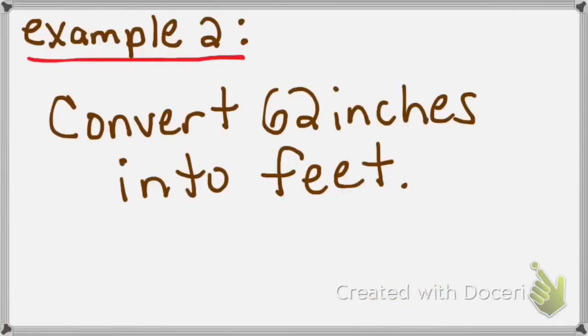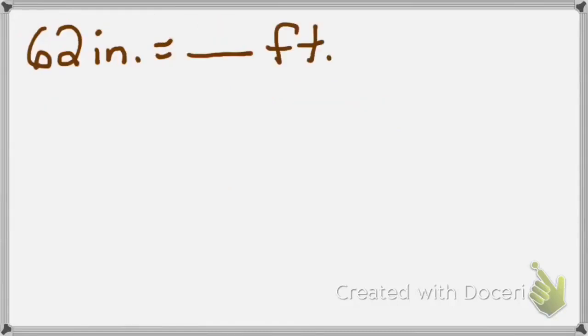Example number 2. Convert 62 inches into feet. My known is 62 inches. My unknown is feet. As always, I write down my known first. 62 inches equals blank feet. And again, as always, look at my units. Which one is larger, inches or feet? Feet are larger, they got the large, inches is smaller. Small to large means that I divide.